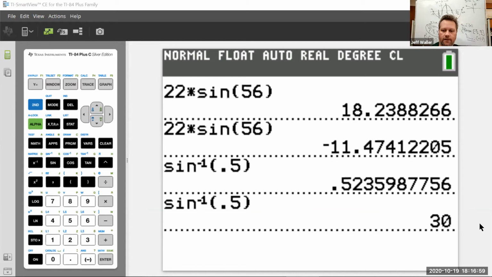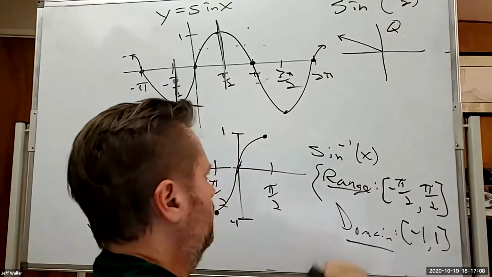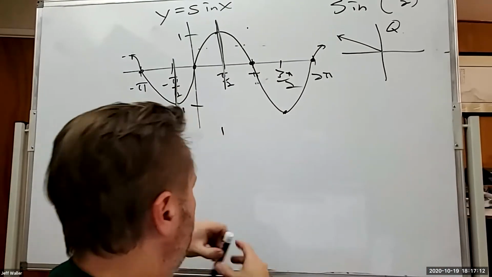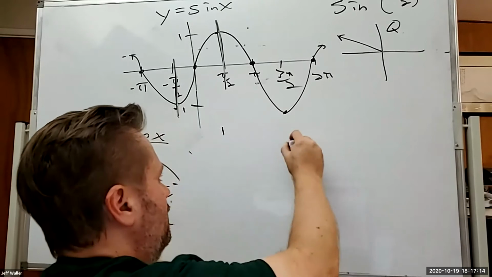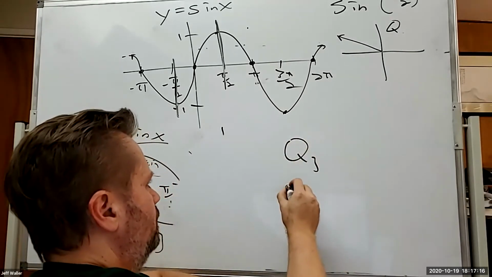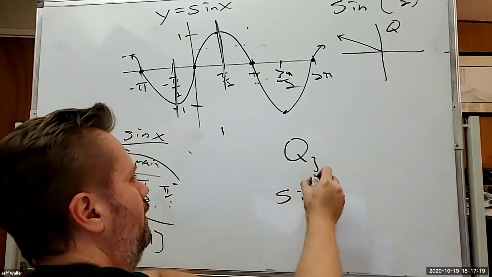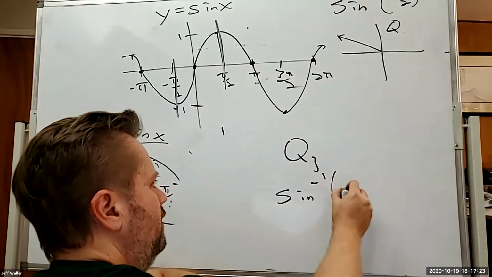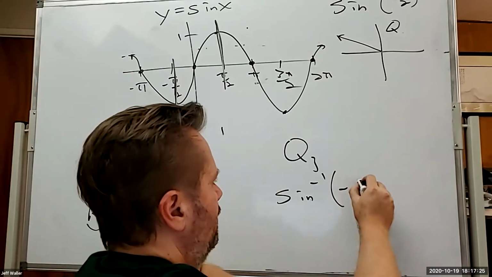All right, let me give you a little bit more freaky of an example. What if I knew it was in, let's do quadrant 3 for real this time. I knew it was in quadrant 3, and I want to know the inverse sine of negative point. Let's do this.